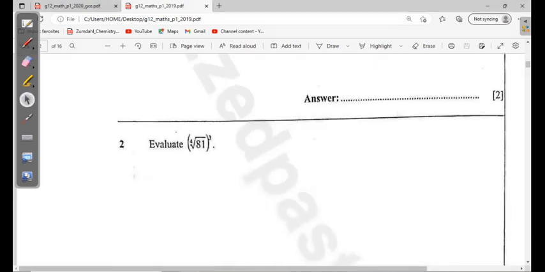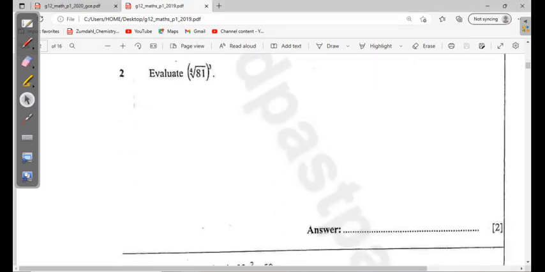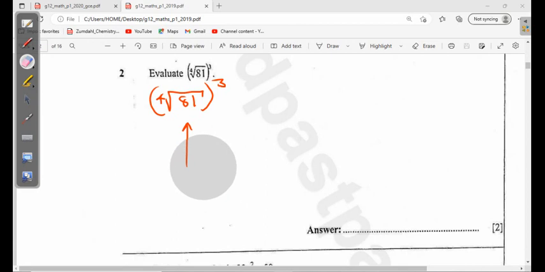So let's go to question 2. Question 2 is saying evaluate the fourth root of 81 raised to the power 3. Fourth root of 81 raised to the power 3. So how can we work it out? So what we want first to look for is the fourth root of 81. What does fourth root mean? What number can you multiply 4 times for you to be able to get 81?